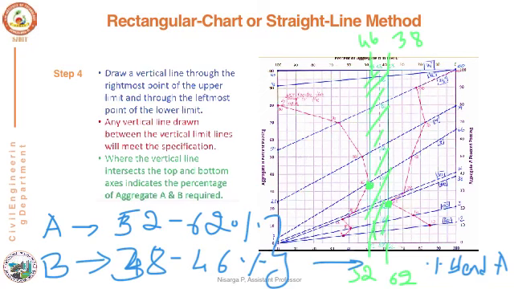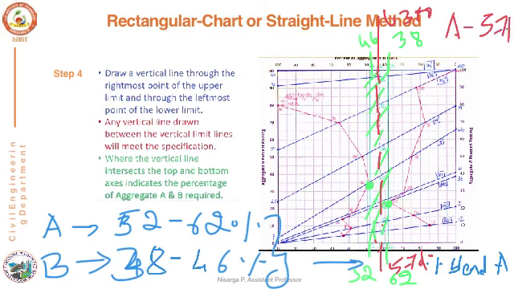So in the next stage, to obtain the proportion of aggregate A and B required, you can choose any point in between these two ranges. For example, I can draw one line which is exactly at the center. On this side I get 57% and on the other side I get 43%. So this indicates that if you mix aggregate A in the proportion 57% and aggregate B in the proportion 43%, we can achieve the required gradation.